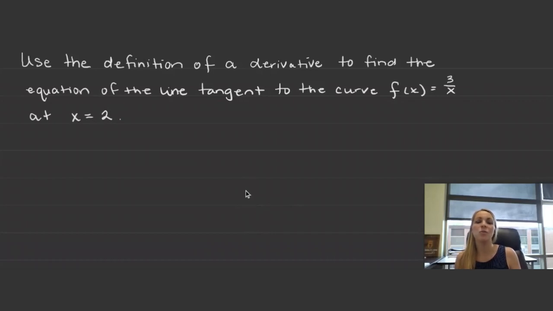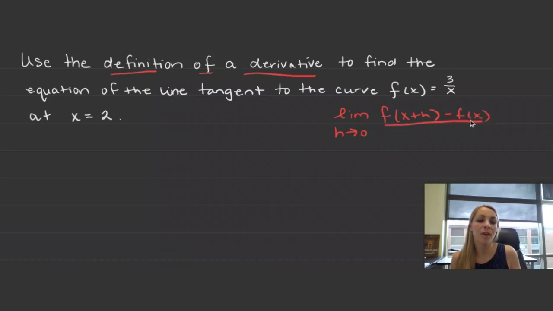Use the definition of a derivative to find the equation of the line tangent to the curve f of x equals 3 over x at x equals 2. The first thing we need to do is use the definition of a derivative to get the slope for the tangent function. So what's that? That's your instantaneous rate of change formula, or the limit as h approaches 0 of f of x plus h minus f of x over h.